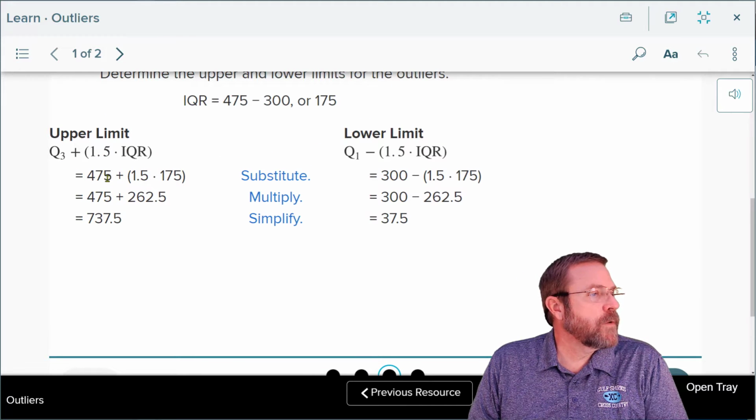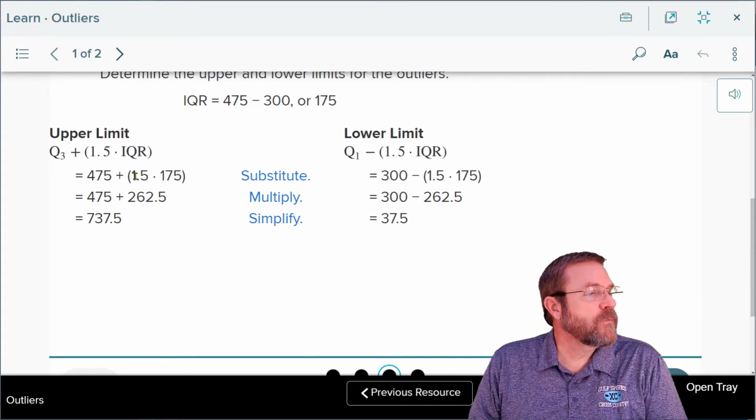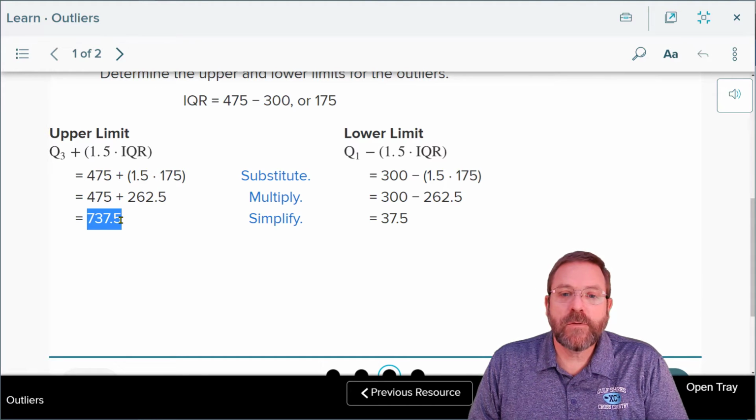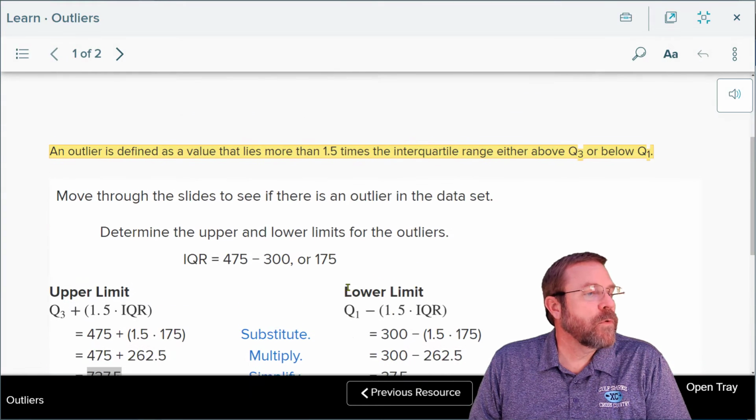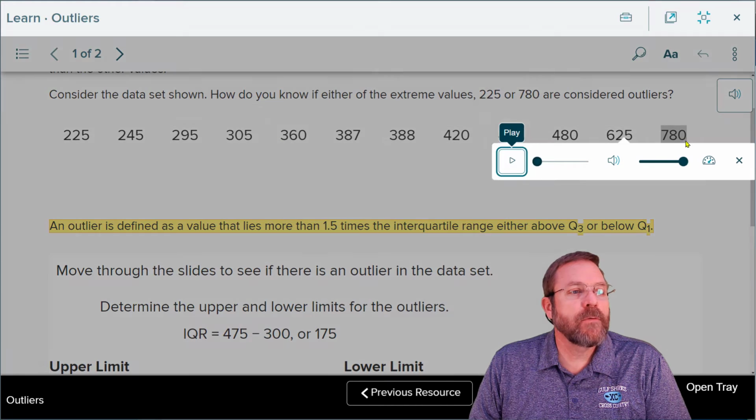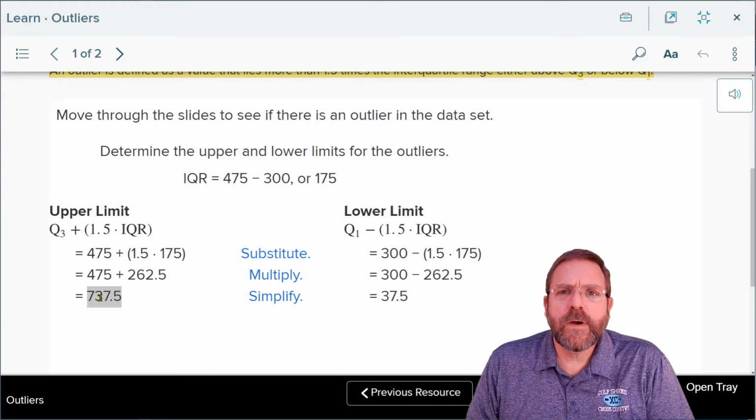So the Q3 value, which was 475, plus 1.5 times that interquartile range. Well, 1.5 times the interquartile range is going to be 262.5. And when you add that 262.5 to the 475, that means that the value would have to be 737 or greater to qualify as an outlier. What was the number we were looking at in our data set? 780 right there. 780 is greater than 737, so it does qualify as an outlier.